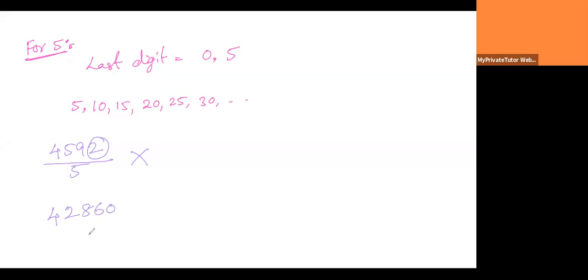So another case, 42,860. Is it divisible by 5? Yes, because the last digit is 0. So this number is divisible by 5. I think this is a simple one. Let's move to the next one.